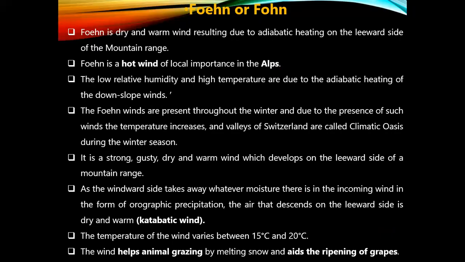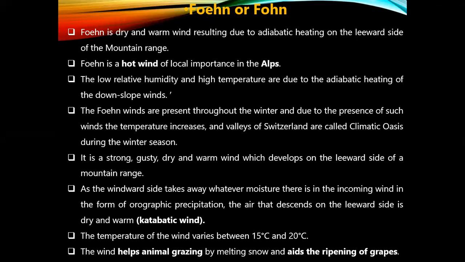The next hot local wind is Foehn. Foehn is a dry and warm wind resulting from adiabatic heating on the leeward side of the mountain range. Foehn is a hot wind of local importance in the Alps. The low relative humidity and high temperatures are due to the adiabatic heating of downslope winds. The Foehn winds are present throughout the winter, and due to the presence of such winds, the temperature increases and valleys of Switzerland are called climatic oases during the winter season.